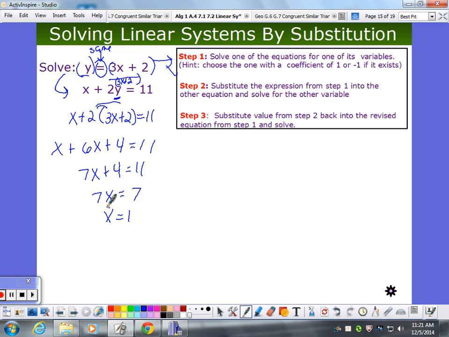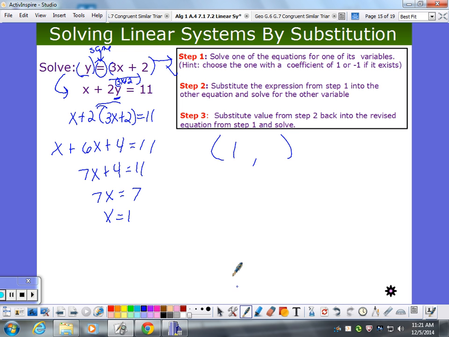X equals 1. Now what is that x? Remember what a solution is? It's an xy pair. I found the x value. So if you were to graph those two things, the place where they intersect, the x value is 1. Now I need to find the other thing.